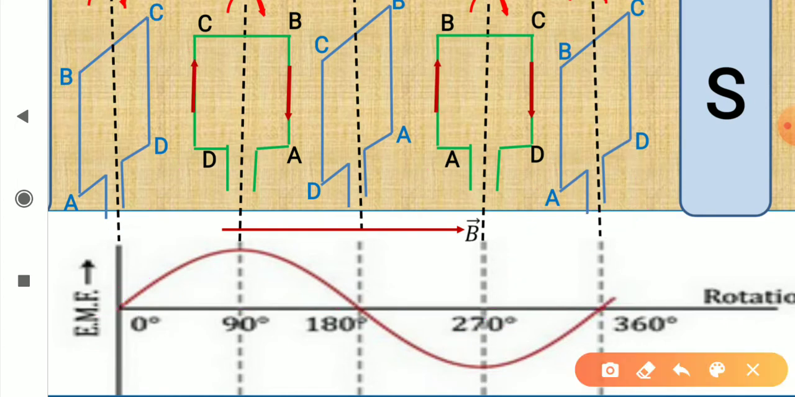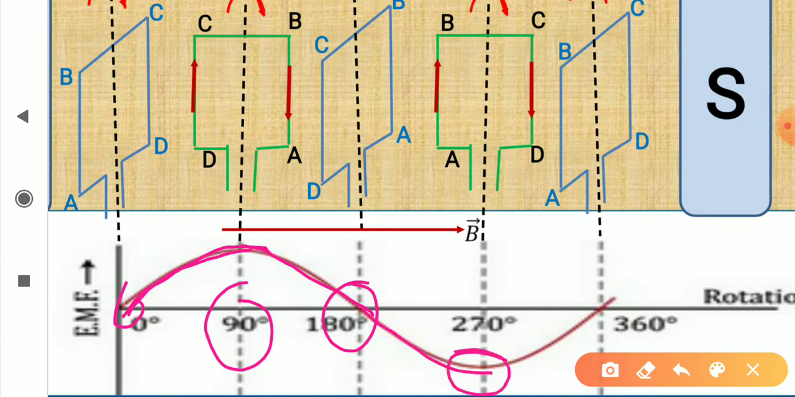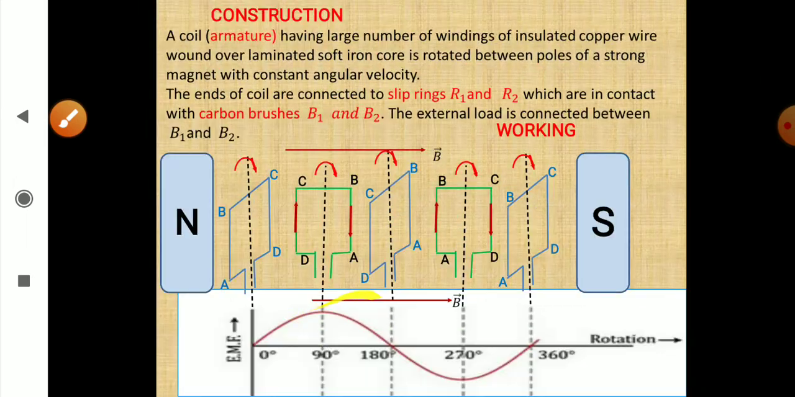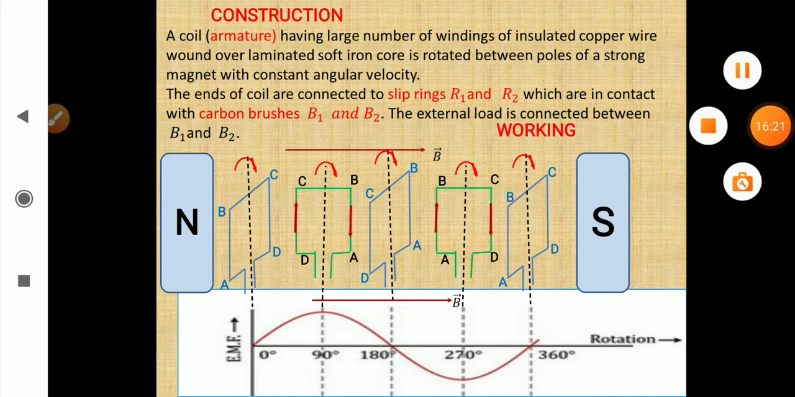So we get induced current and EMF which starts from 0, increases on one side, acquires maximum value at 90 degree, then becomes 0 at 180 degree, then becomes maximum in opposite direction at 270 degree, and after one full rotation it again becomes 0. And let us check how the variation is sinusoidal, as we have shown you like a wave. So let us look at its mathematical part now.